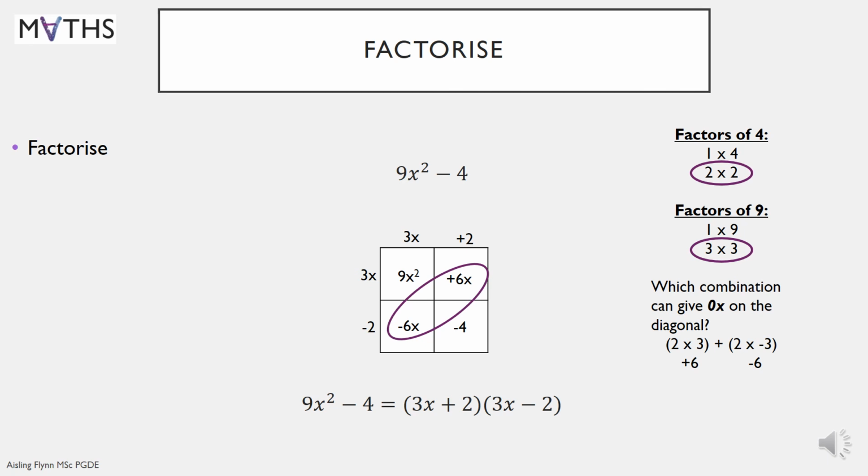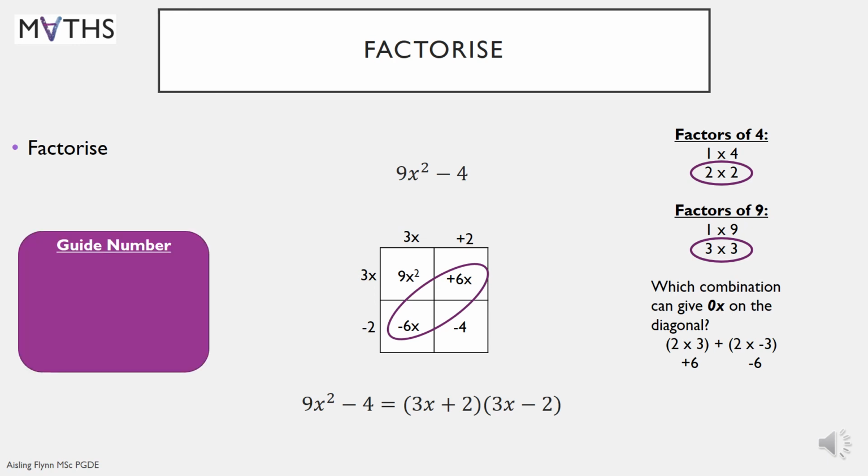We saw this in multiplication. When you have pretty much the same factor, but one has plus and one has minus, then the middle term becomes 0. And that can be very useful going forward. The 9x squared minus 4 is known as the difference of two squares.